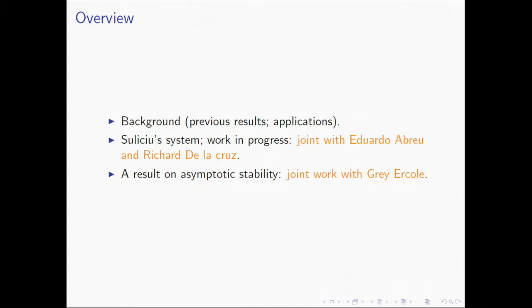Okay, so I'm going to start my talk. I prepared 3 topics here. This is the background; forget this application, I'm not going to talk about applications. I'll say previous results, and then I'm going to talk about some work in progress, the first of which is a joint work with Eduardo Abreu over there, and Richard de la Cruz from Colombia, who is at the back. Hi, Richard.